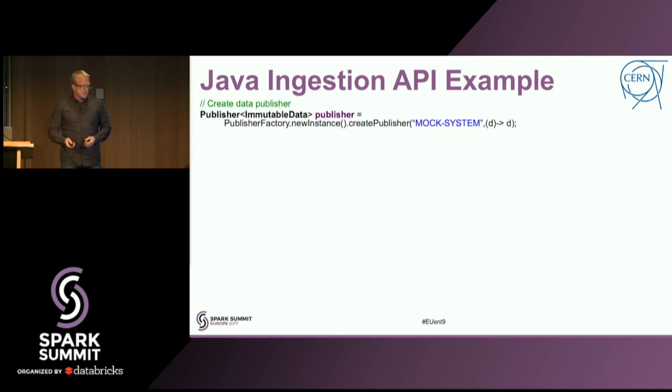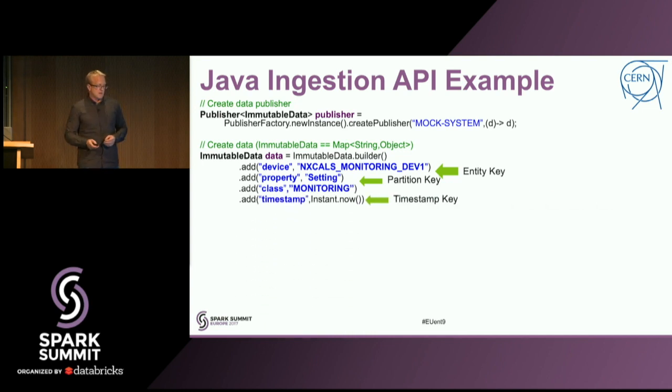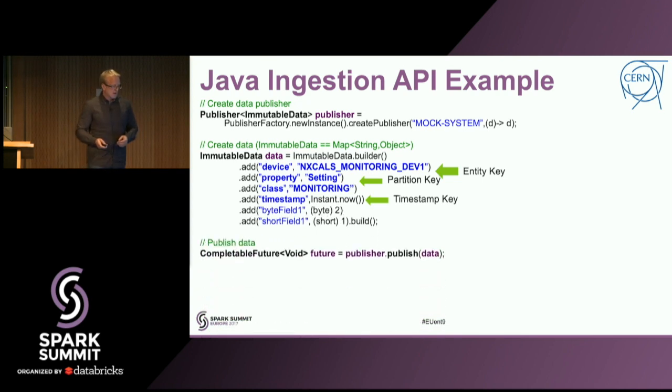So there is a Java ingestion API example here. How does it look? You create a publisher for a given system. A system is something that tells you what the entity and partition keys are. Then you create a record. This immutable data is like a map of string to object, let's say. For instance, in the device property model, you say you want to store some data for a device named like that, property setting. Then a class and property form a partition key. Then you give it some timestamp. Let's say it's a record from now. Then you add some arbitrary fields, and then you just publish it.